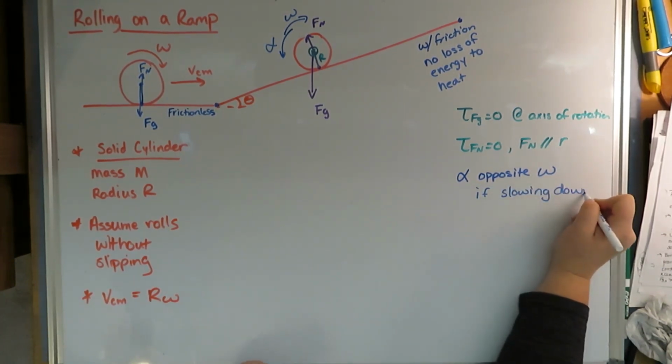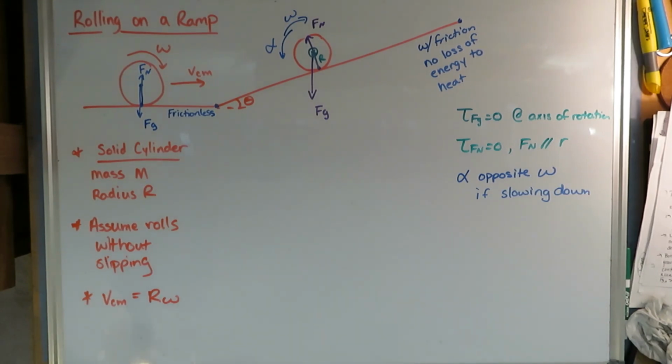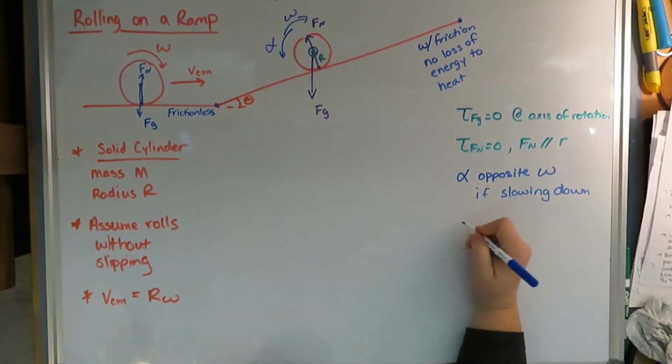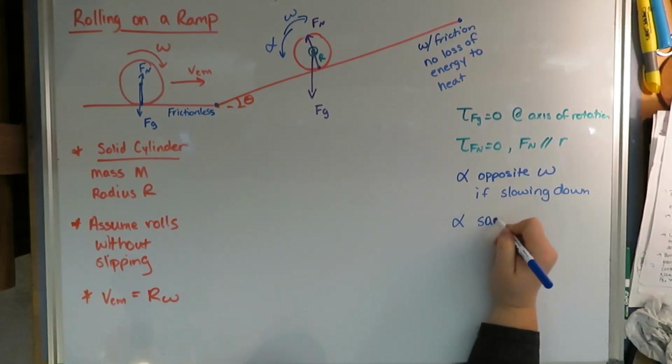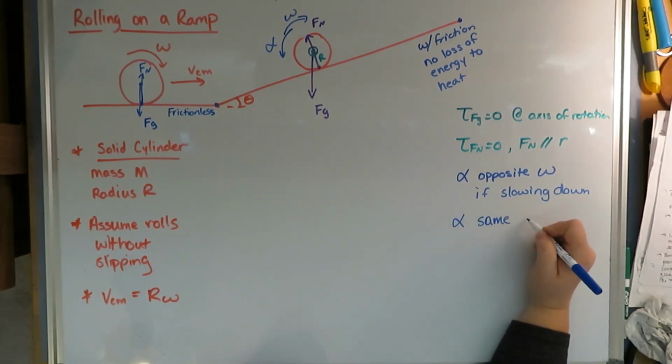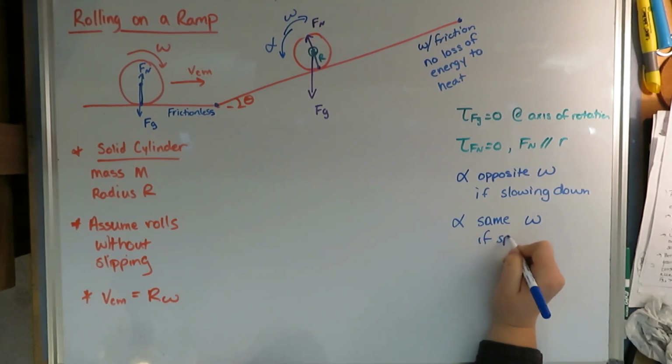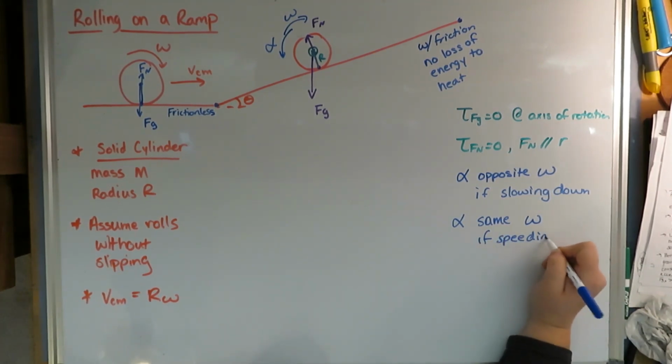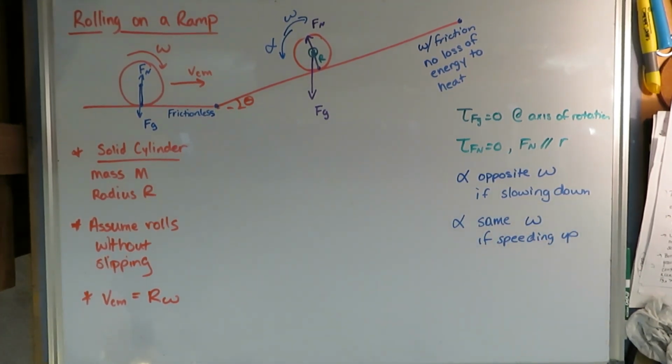So if we're going up the ramp, we're going to slow down. We're going to take a look at the other case afterwards. If we're rolling down the ramp, then alpha has to be the same direction as omega if you are speeding up. If we were going down the ramp, we'd be speeding up, so therefore they'd have to be in the same direction.